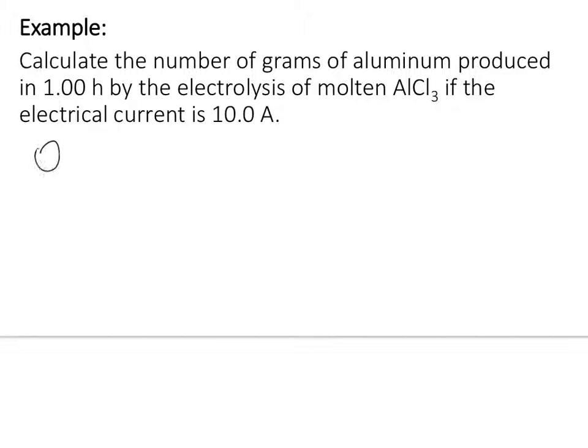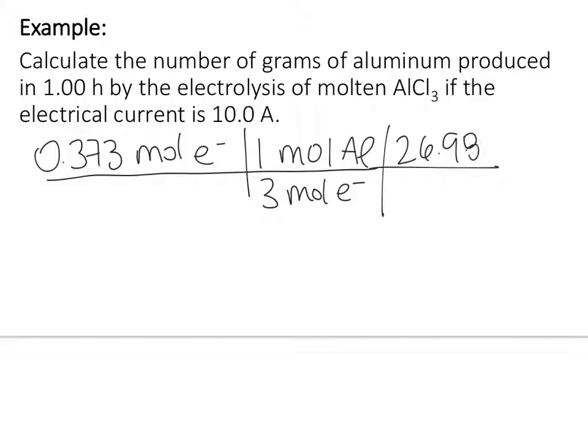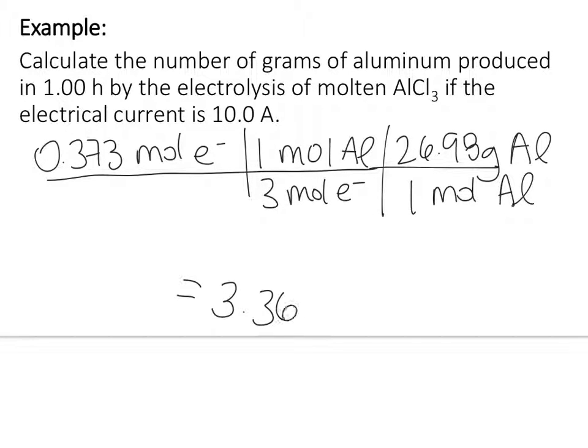Okay, so that is 0.373 moles of electrons times 1 mole of aluminum over 3 moles of electrons, and then to grams will be times 26.98 grams of aluminum over 1 mole of aluminum. Multiply that together, and you get 3.36 grams of aluminum. And there you go. Not too bad.